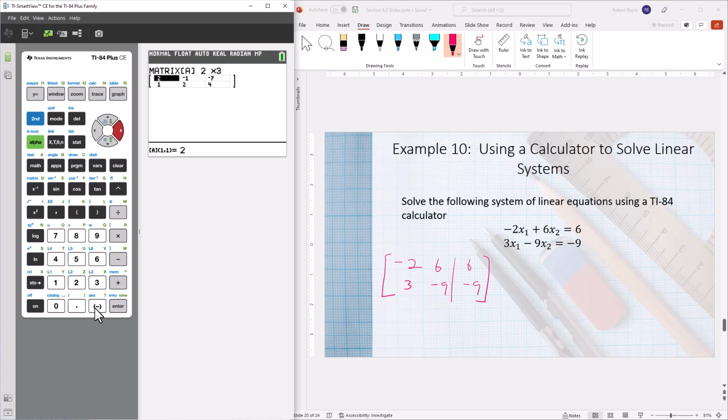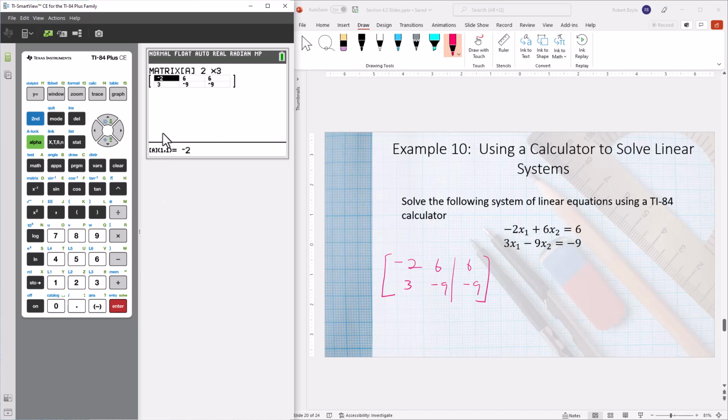The first element is a negative 2, 6, 6. And then over here we're going to have 3, negative 9, negative 9.